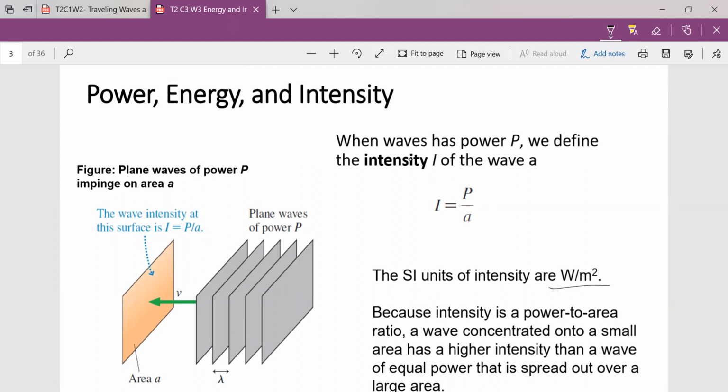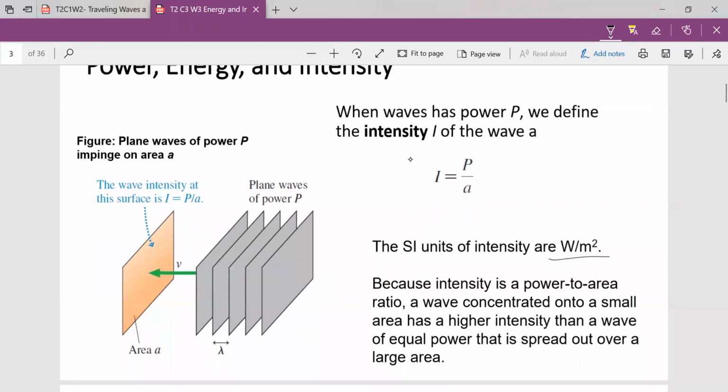So if a wave has the power P, the intensity is given as P over a. And if we look at the figure before us here, we'll see the plane wave of power P impinging on an area a.